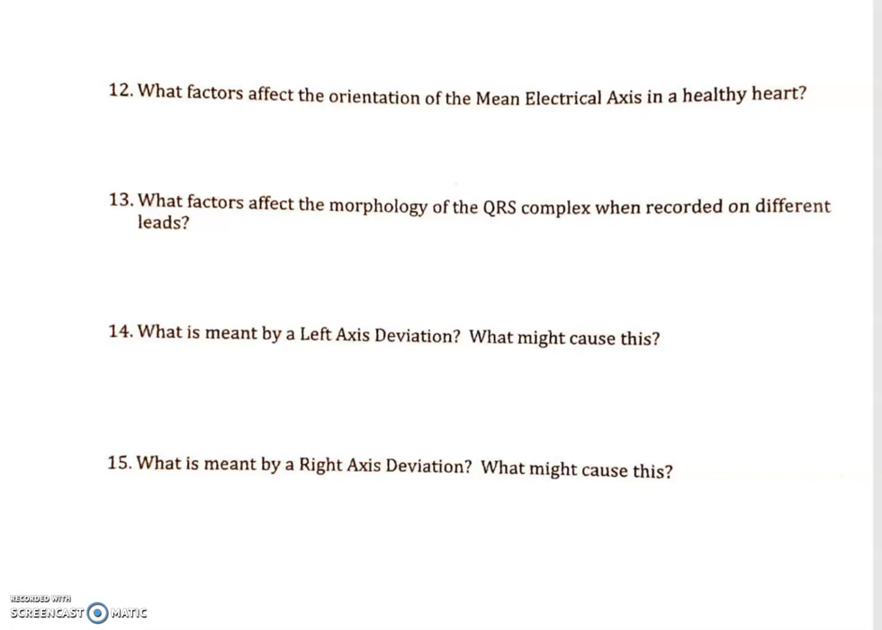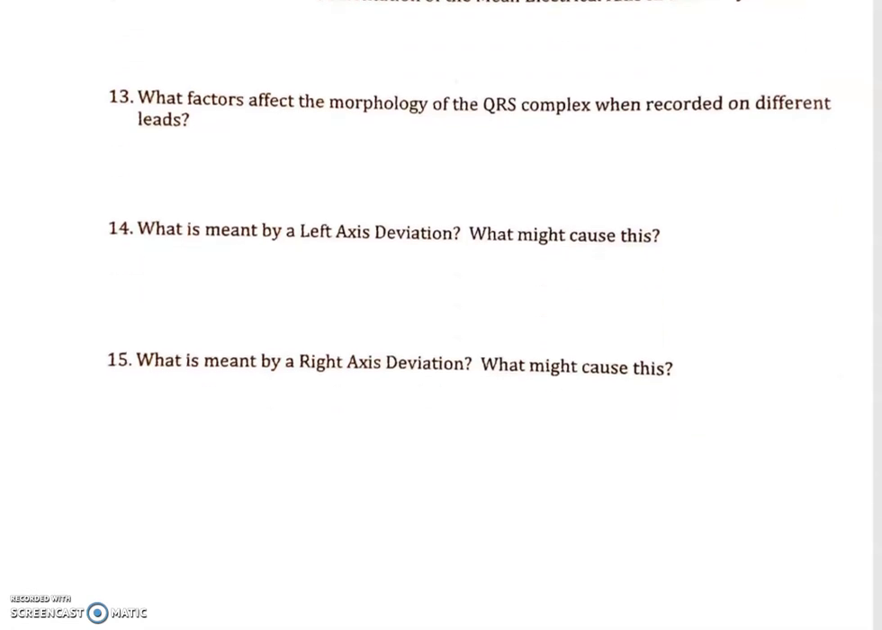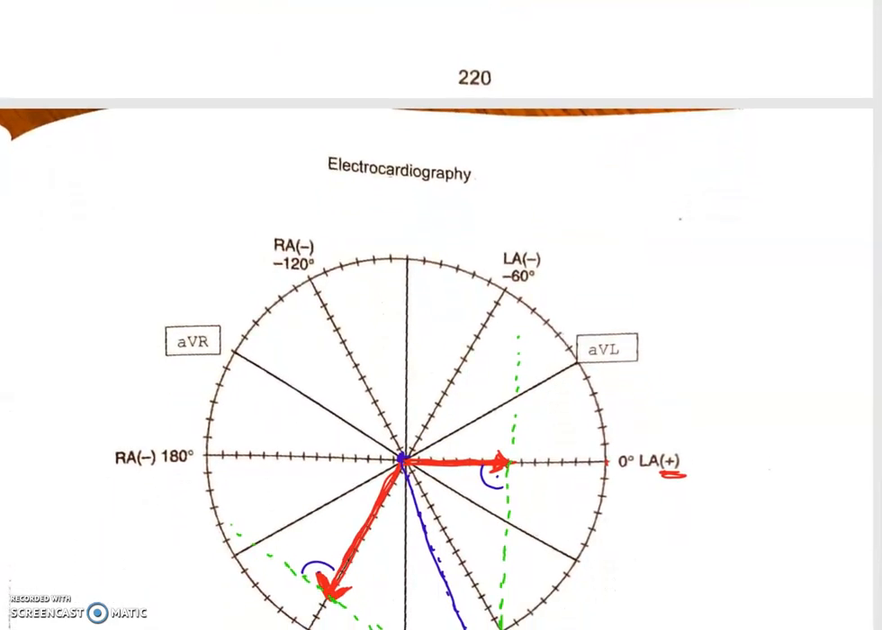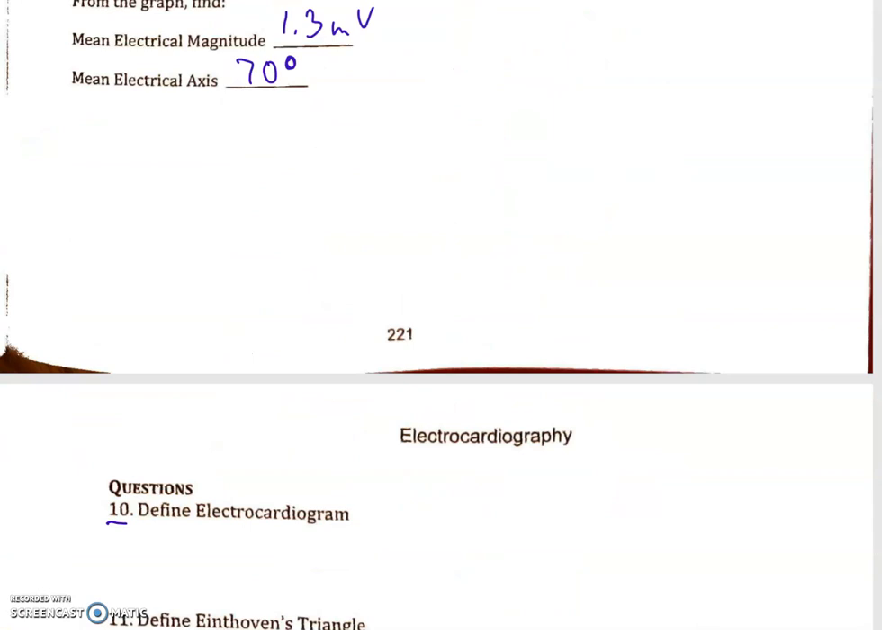So the morphology or shape of the QRS complex depends really on which direction your interventricular septum points. Now 14, that's important: what is meant by a left axis deviation and what might cause this? So left axis deviation, there will be a mean electric axis that points in this direction up here. Oops, not a very good arrow, but it's pointing up here. And that means this is not normal, if we're going above the 0 right here. One of the reasons that might cause this would be that the right side of the heart got too big and it's kind of pushing over the left side of the heart, and therefore we're going to have a left axis deviation.